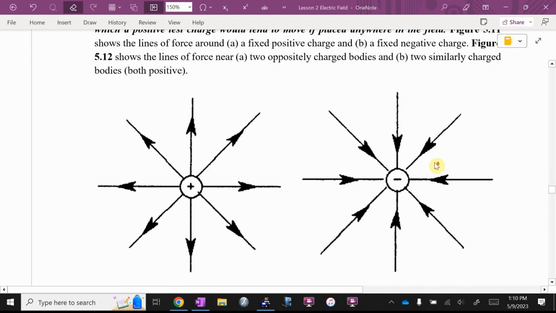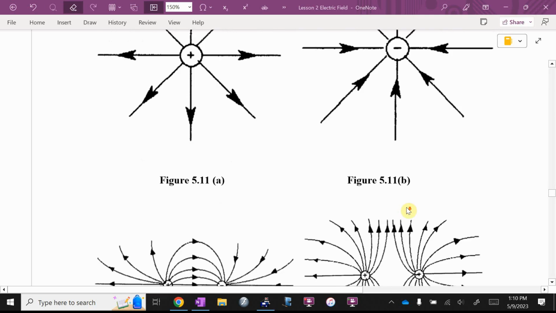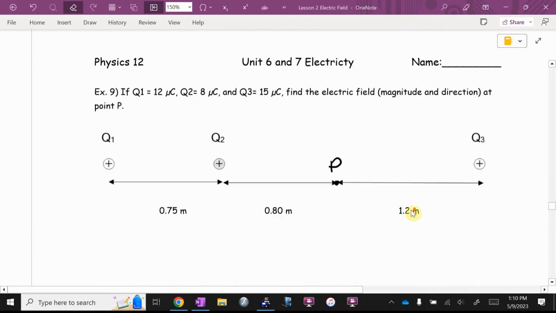So you know what? Here's our picture. How many lines does this positive charge have emanating from it? 8. How many lines does this negative charge have emanating from it? 8. They're the same magnitude. I'm not saying they're 8 coulombs. They're the same magnitude. Oh, and the closer the lines, the stronger the field. The further the lines apart, the weaker the field, which ties in with KQ over R squared. So these are electric field lines.